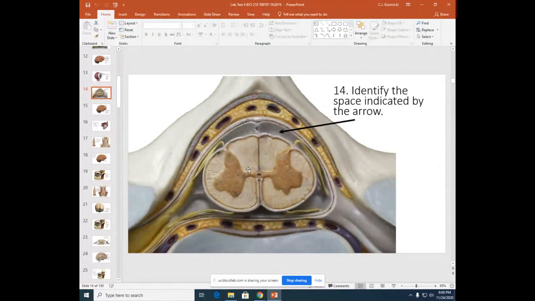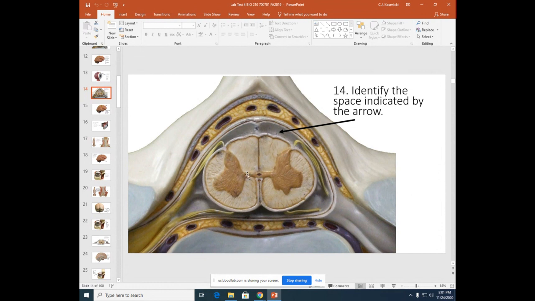Key. Now look at the question. It says identify the space. I even tell you in the question. Identify the space indicated by the arrow. It's a very clinically significant space. If I want to find out if you have meningitis, I would try to jab a needle into that space. So what are we looking at here? What is that space? Yeah, that's the subarachnoid space.